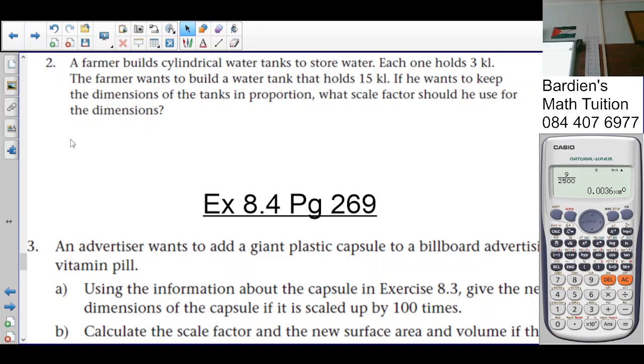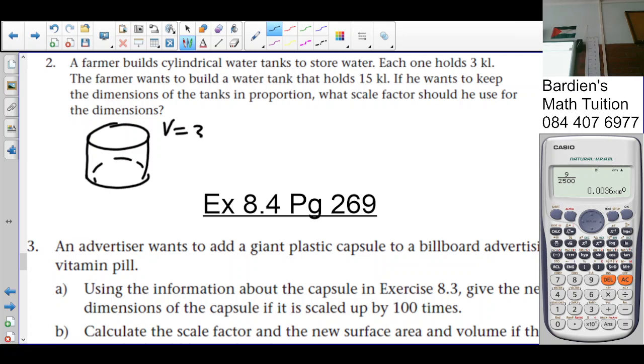Okay, so in number 2, any issues here? Do you have a problem in number 2? Yes? A farmer builds a cylindrical water tank to store water. Each one holds 3 kiloliters. So it's a cylindrical tank, so it's in the shape of a cylinder. The volume, it keeps a volume of 3 kiloliters. So 3 kiloliters is the same as 3,000 liters, which is the same as 3 million milliliters.